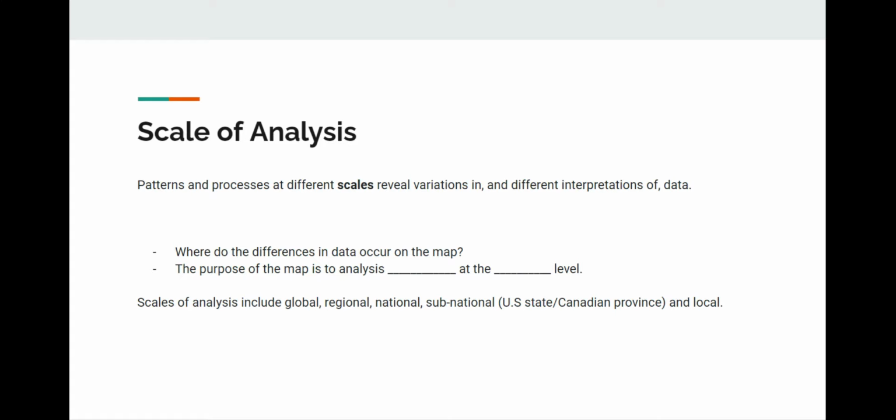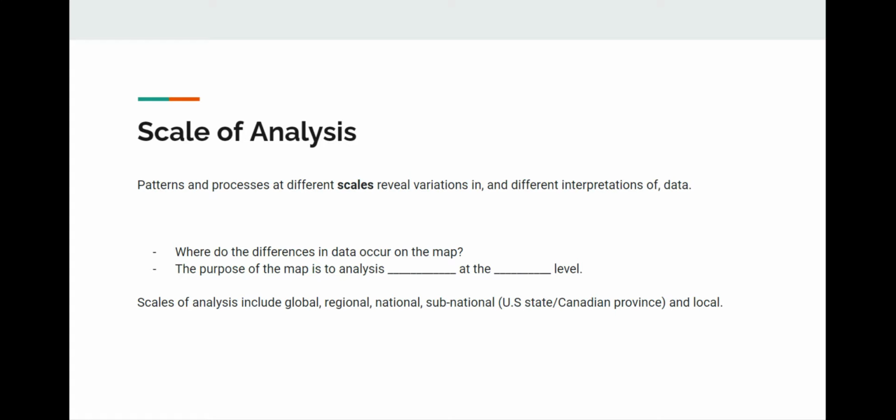All right, so hopefully that makes sense, but just a second, it'll make more sense. Basically, some simple questions I have to help you understand scale of analysis are where do the differences in data occur on the map? So usually, almost all the maps we'll look at in here are thematic maps, right? They're trying to convey information. So where are the differences in how they're trying to convey information? At what level? So a good thing to write down or to repeat yourself when you're trying to figure out what the scale of analysis of a map is: the purpose of this map is to analyze blank at the blank level.